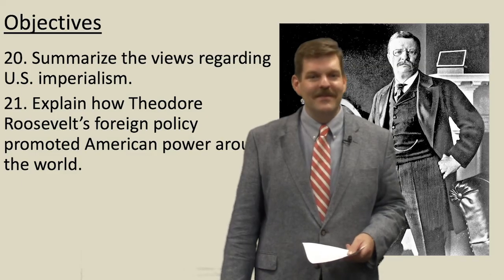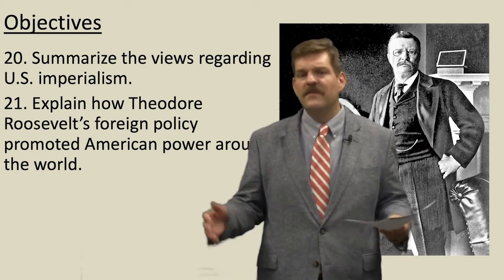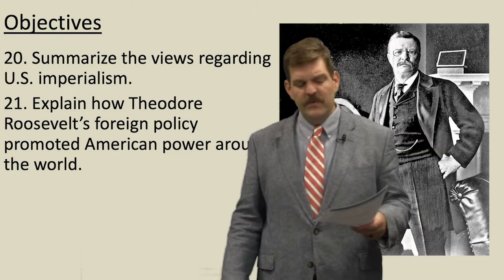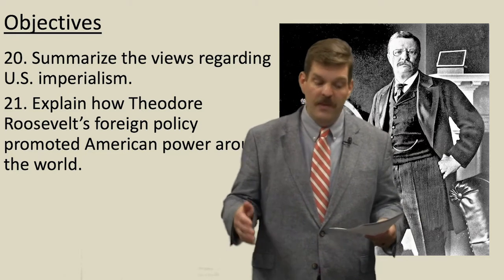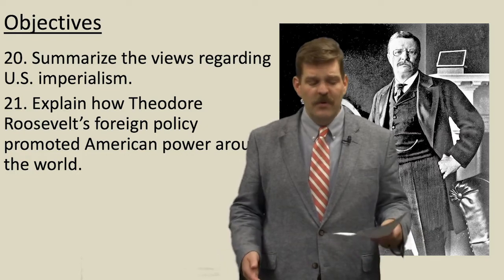We have two objectives today. By the end of this class, you should be able to do these two things. Number 20, you should be able to summarize various views regarding U.S. imperialism. And number 21, you should be able to explain how Theodore Roosevelt's foreign policy promoted American power around the world. But let's begin in Roman numeral number 20.